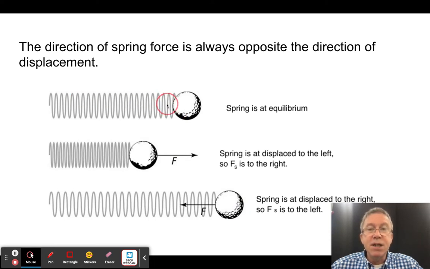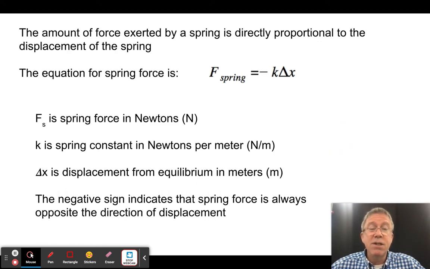So right now my spring is in equilibrium. But if I take this ball and push it this way, compressing the spring, look what happens. I push the ball to the left. The force that's produced by the spring is going to be directed to the right, in the opposite direction. Well, if I started in this equilibrium position and pulled it this way, stretching the spring by displacing it to the right, then the force produced by the spring is going to be to the left. So this tells us something important about spring force: it's always directed in the opposite direction from displacement.